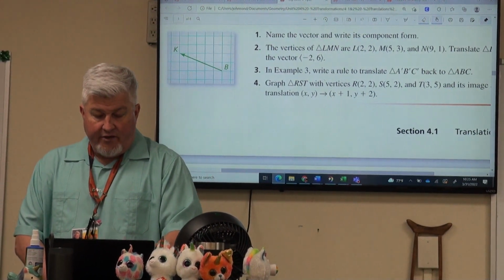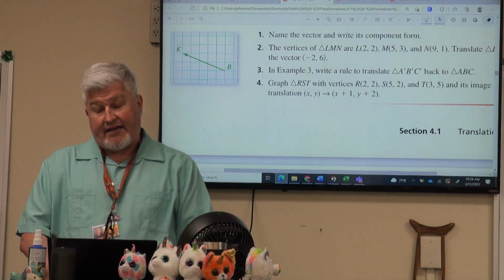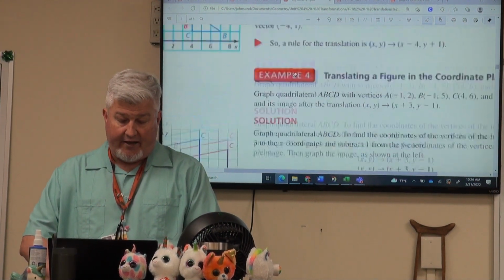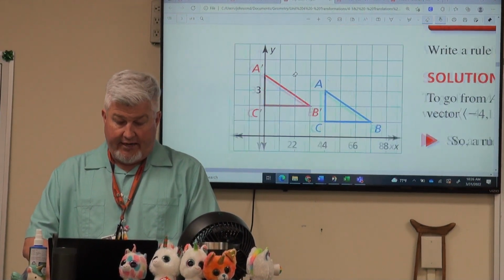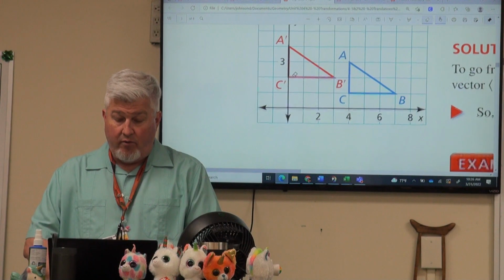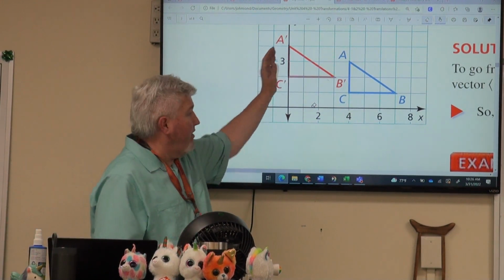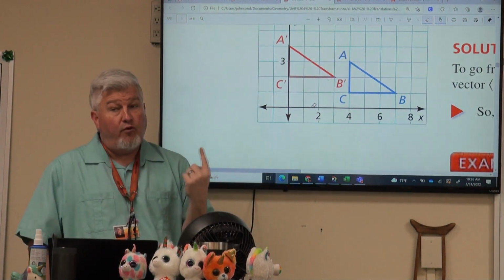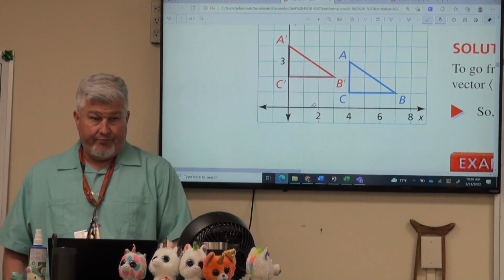All right. Number 3 says, back in example 3, write a rule to translate A'B'C' back to ABC. So let's do that really quick. Let's go back up here to example 3. We're writing now in reverse, starting with A'B'C', going back to the pre-image of ABC. Write in rule form what that would look like. What's that translation look like?